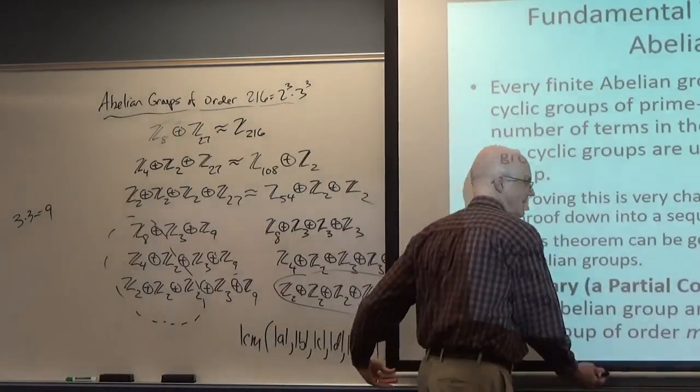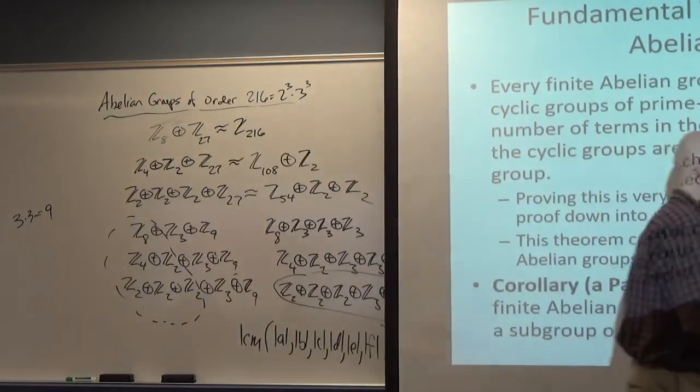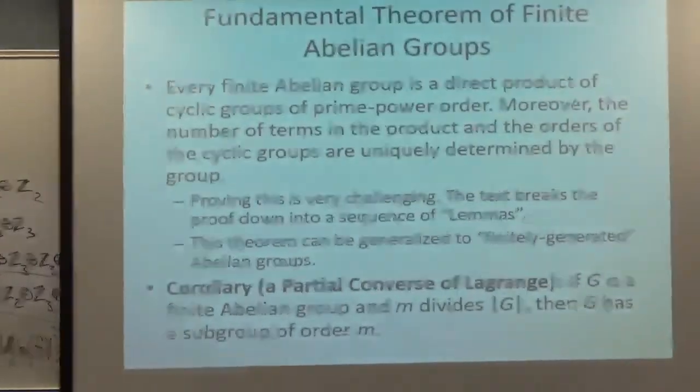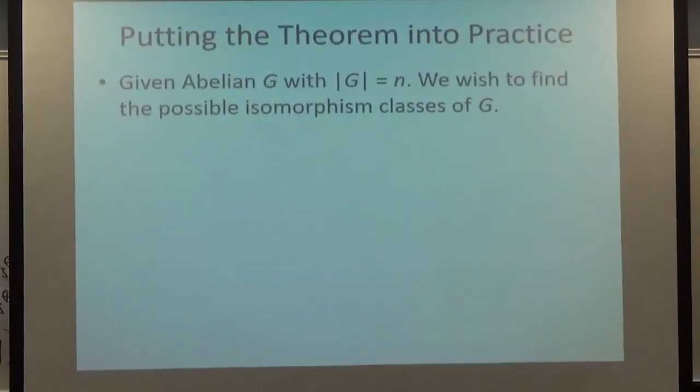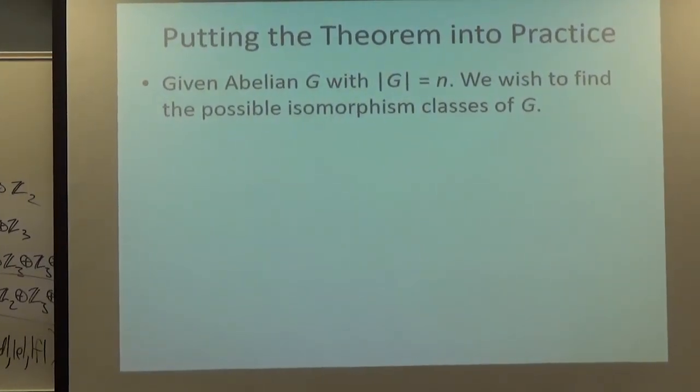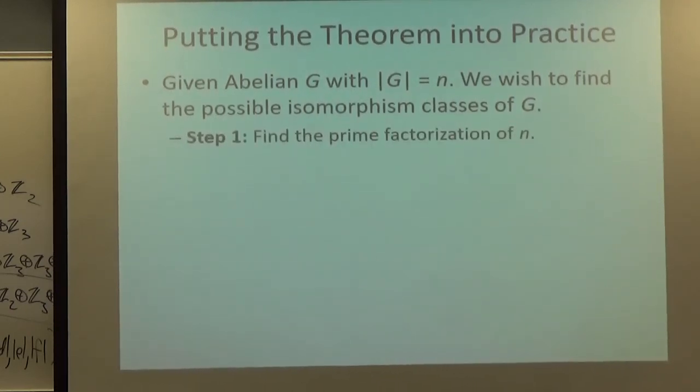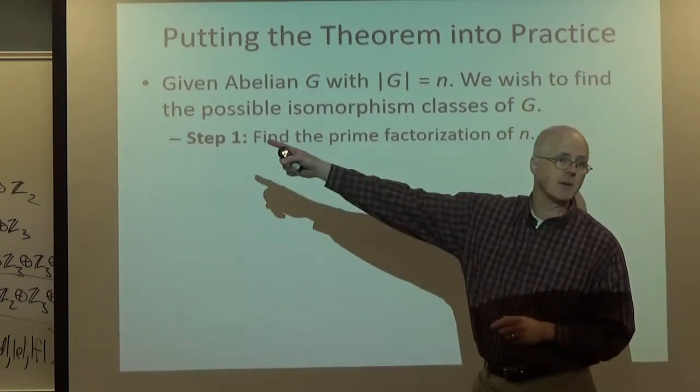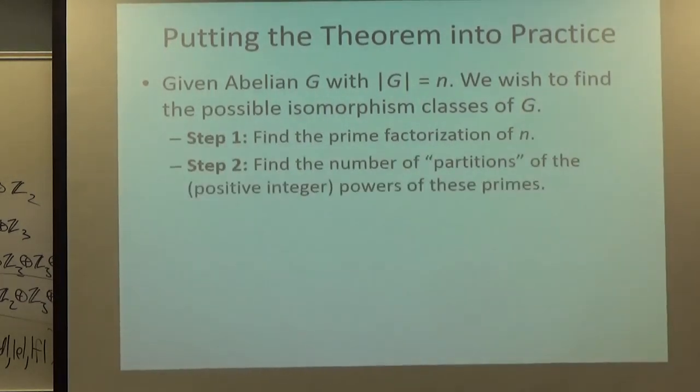On the next slide, I do have an outline of what I just did. Little algorithm. Given an abelian group of order n, the algorithm to find the possible isomorphism classes of G. Step 1, find the prime factorization of n. So for 216, it's 2 cubed times 3 cubed. Step 2, find the number of partitions of the positive integer powers of these primes.